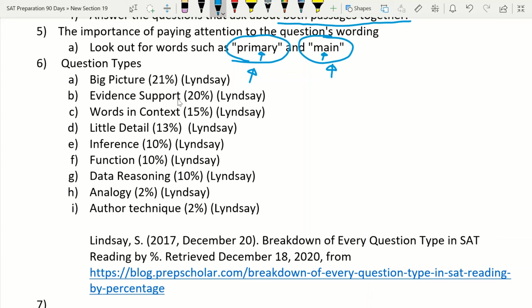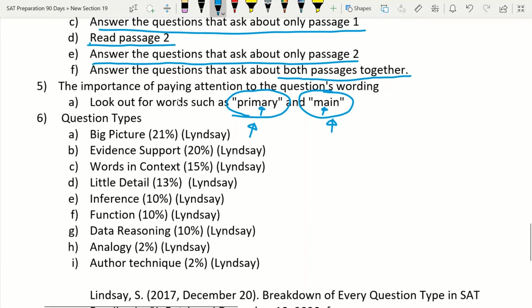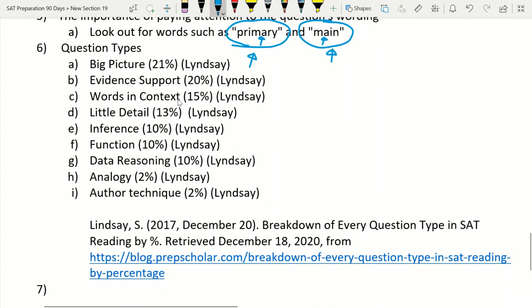All right, next I want to talk about question types. I'll touch briefly on each question type. Someone with the last name of Lindsay from Prep Scholar went through the practice tests and found the question types and what percent of each type tends to show up on SAT practice tests. The big picture questions are the most common. You can find her blog here. That's my source there, so if you want to find her blog, you can find it there.